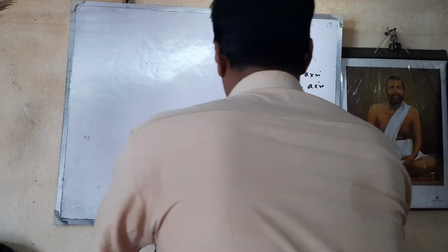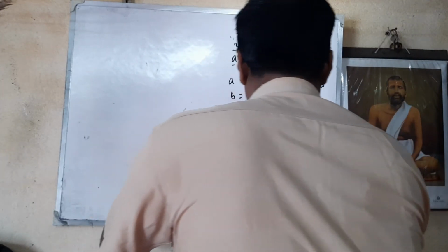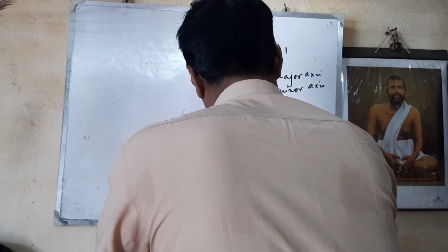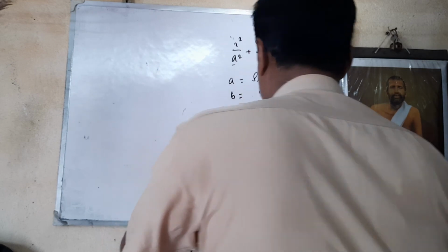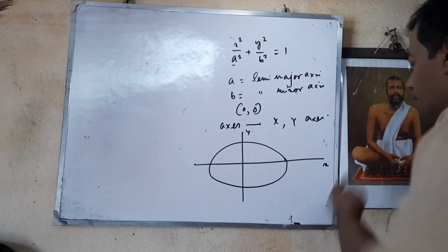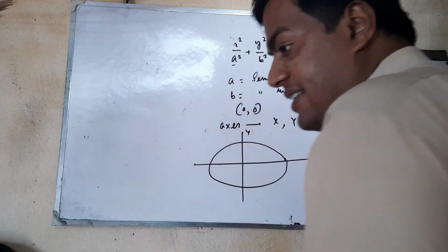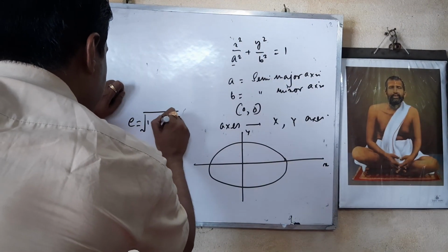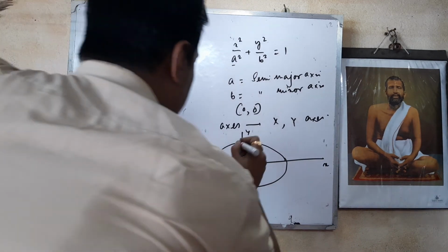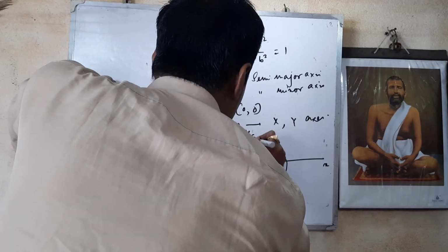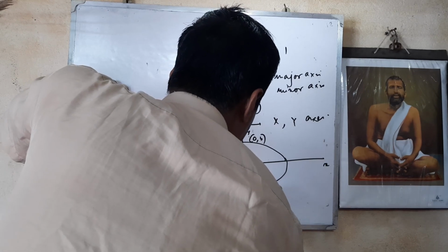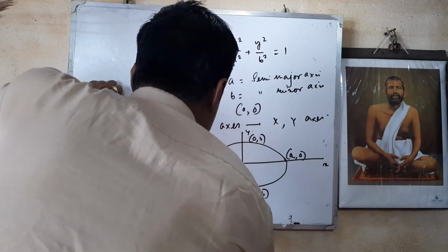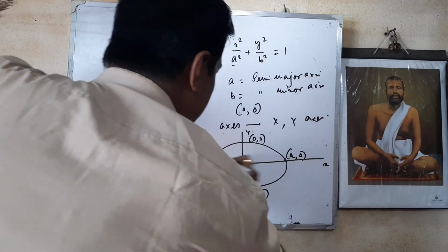Now let us draw. This type of ellipse will look like that. So this is our x, this is our y. The eccentricity of this ellipse is given by e equals root under 1 minus b square by a square. This point will be 0 comma b, that point will be 0 comma minus b, that point will be a comma 0, and that point will be minus a comma 0. So this is our major axis, and this is our minor axis.